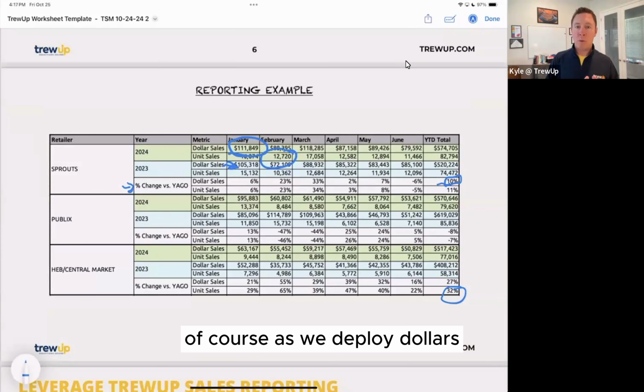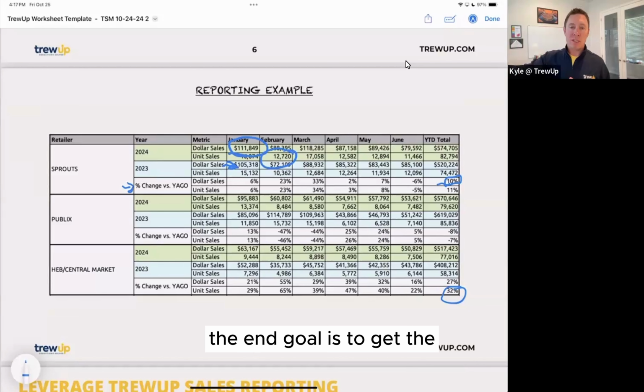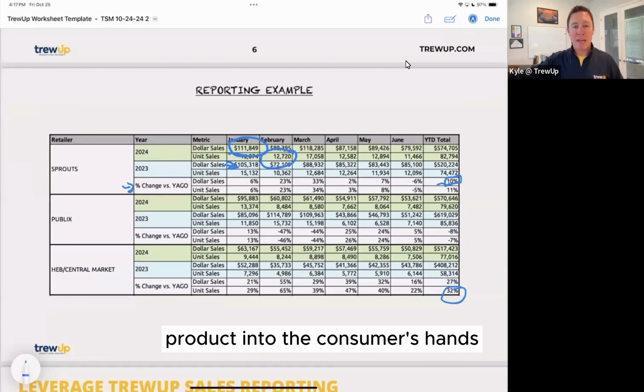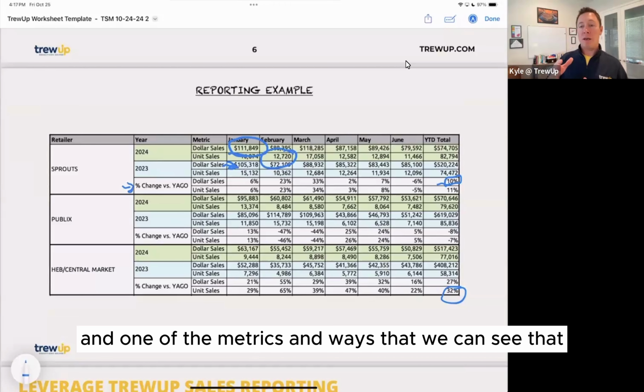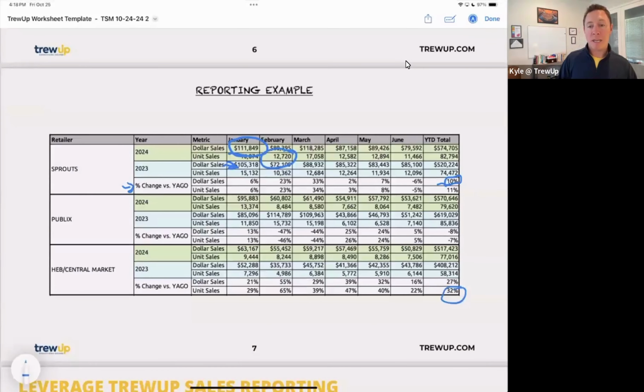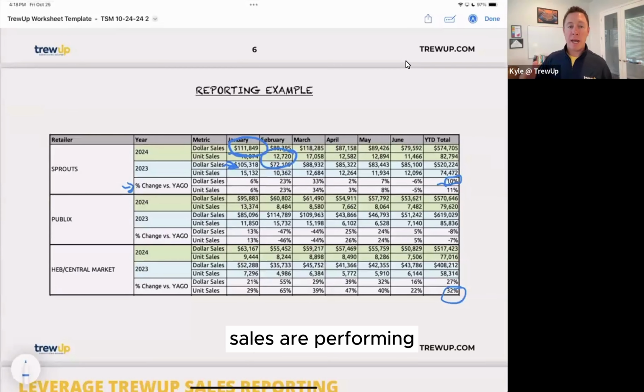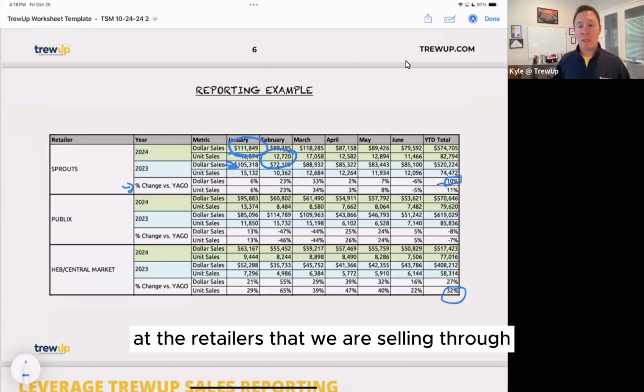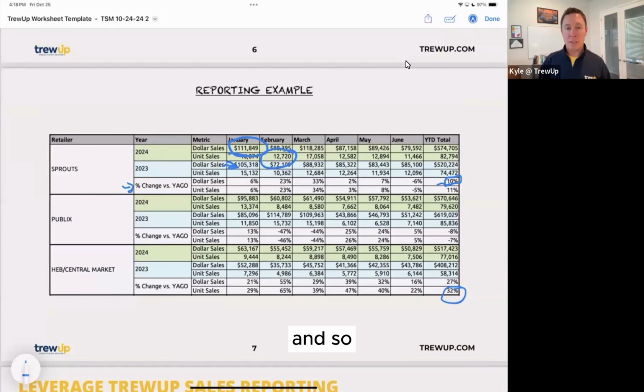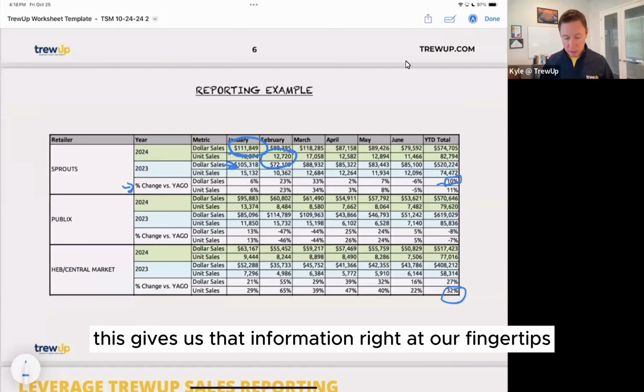Of course, as we deploy dollars, the end goal is to get the product into the consumer's hands, and one of the metrics and ways that we can see that is how our sales are performing at the retailers that we are selling through. And so this gives us that information right at our fingertips.